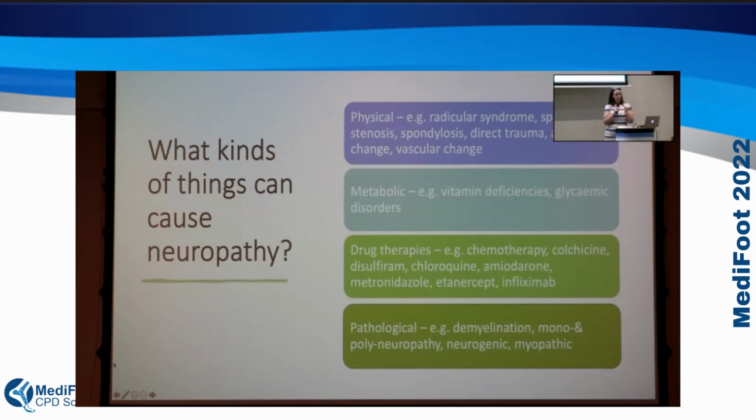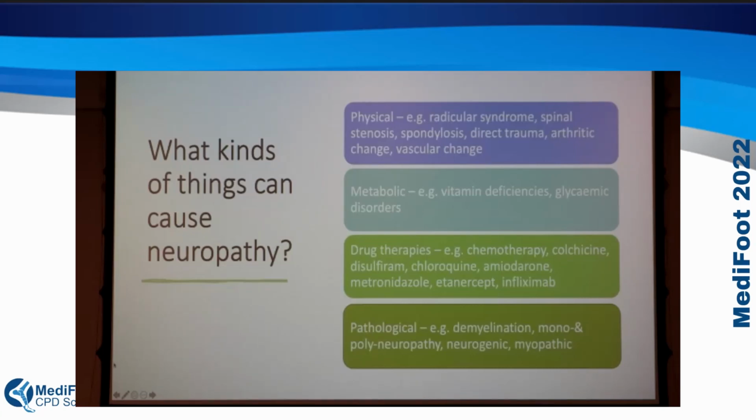Some drug therapies can cause neuropathies, and we're going to have a look at one in particular, but even common drugs like amiodarone, which is used to manage cardiac arrhythmias, can cause neuropathies as well, as can methotrexate, and also metronidazole, which is quite a commonly used antibiotic. So there are lots of drugs that actually do cause neuropathy if they're used for long enough. And then there are also pathological things like multiple sclerosis or rheumatoid arthritis, diabetes itself.